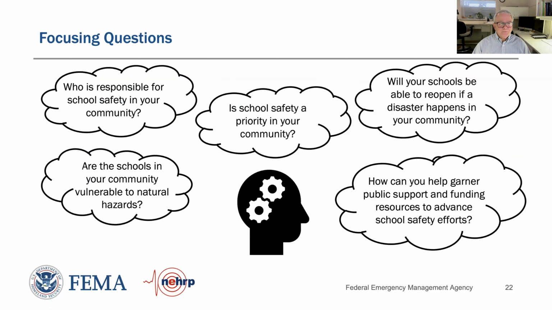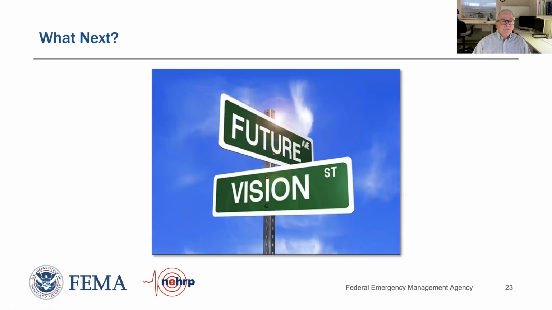So if we say that children are required to be in school and their number 1 job is to learn, then we need some focusing questions, right? We need to know who is responsible for school safety in your community. Are schools in your community vulnerable to any of these natural hazards? Is school safety a priority in your community? Will your schools be able to reopen if disaster happens in your community? And how can you help garner public support and funding resources in advance of school safety efforts, to advance those efforts.